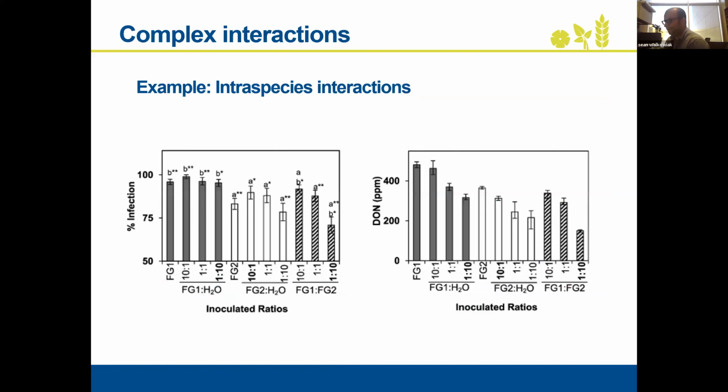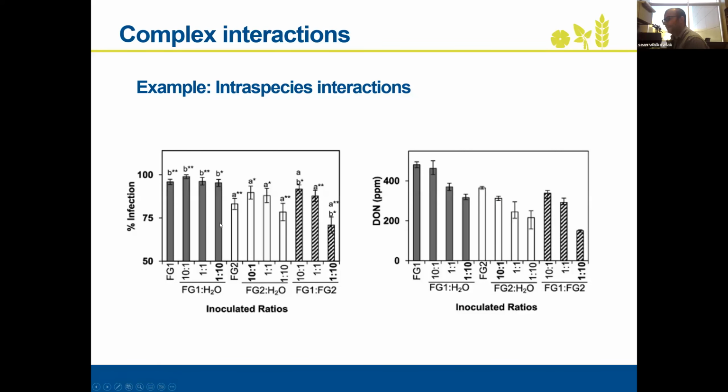But to give you an idea of even what you can get in terms of complex interactions, like these, we have two different species here, Fusarium graminearum, or strains, FG1 and FG2. So FG1 infects quite a bit more than FG2, and you can see that when you dilute it out with water, you're not seeing that much of an effect on disease. But when you start combining the two fungi together, you actually see a marked reduction in disease.